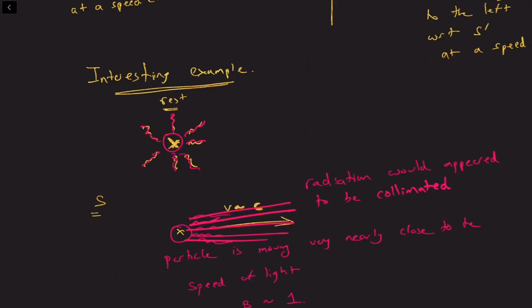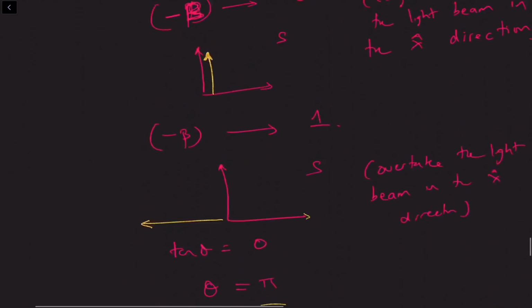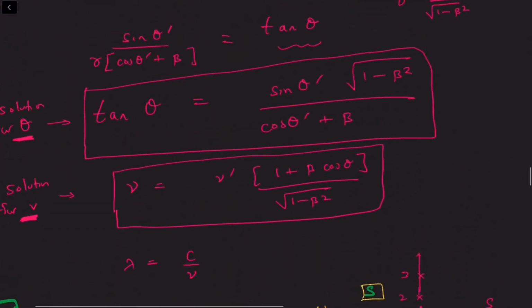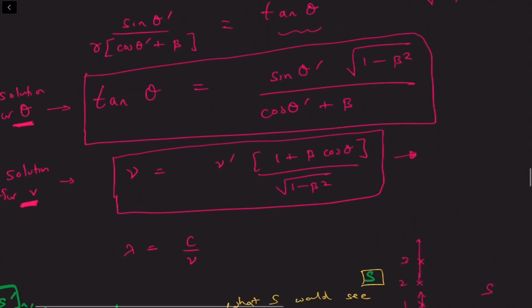Now, in addition to the apparent change of direction of light beams, as seen in different rest frames, we would also see a change in frequency. This is something that was implied by our second equation over here. So what we'd like to do now is understand this apparent change in frequency. So let's write down this formula.